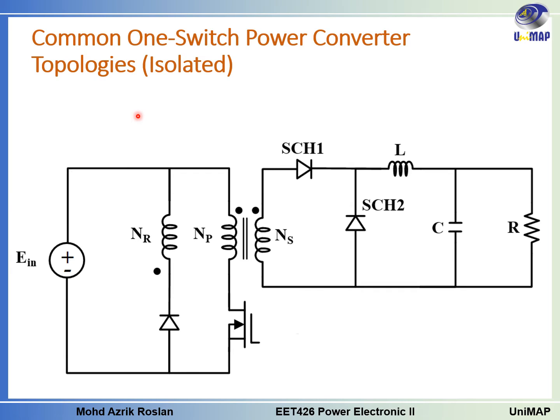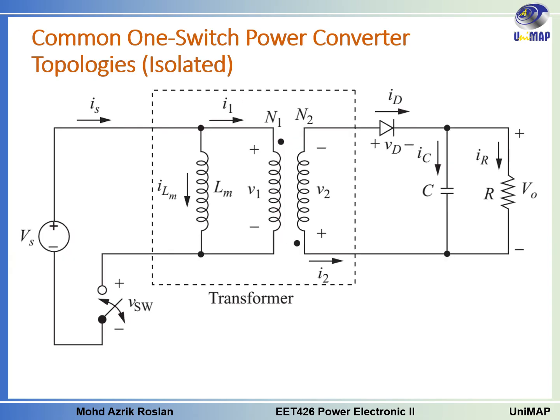This is the first isolated power converter that we are going to learn, and this is the forward converter. As you can see, the circuit itself is divided into two circuits. The first one is the input side, and you also have the output side, and the input and output are separated by this transformer here.